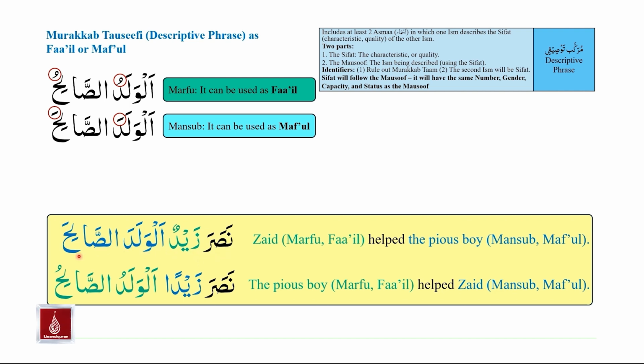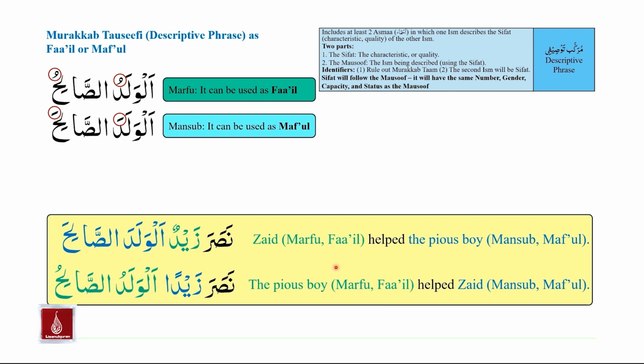Al-walada saliha, the pious boy. The pious boy is maf'ul. It is maf'ul because al-walada saliha is the recipient of the action and because al-walada saliha is mansub. Nasara Zaidan al-waladu salihu. The pious boy helped Zaid.